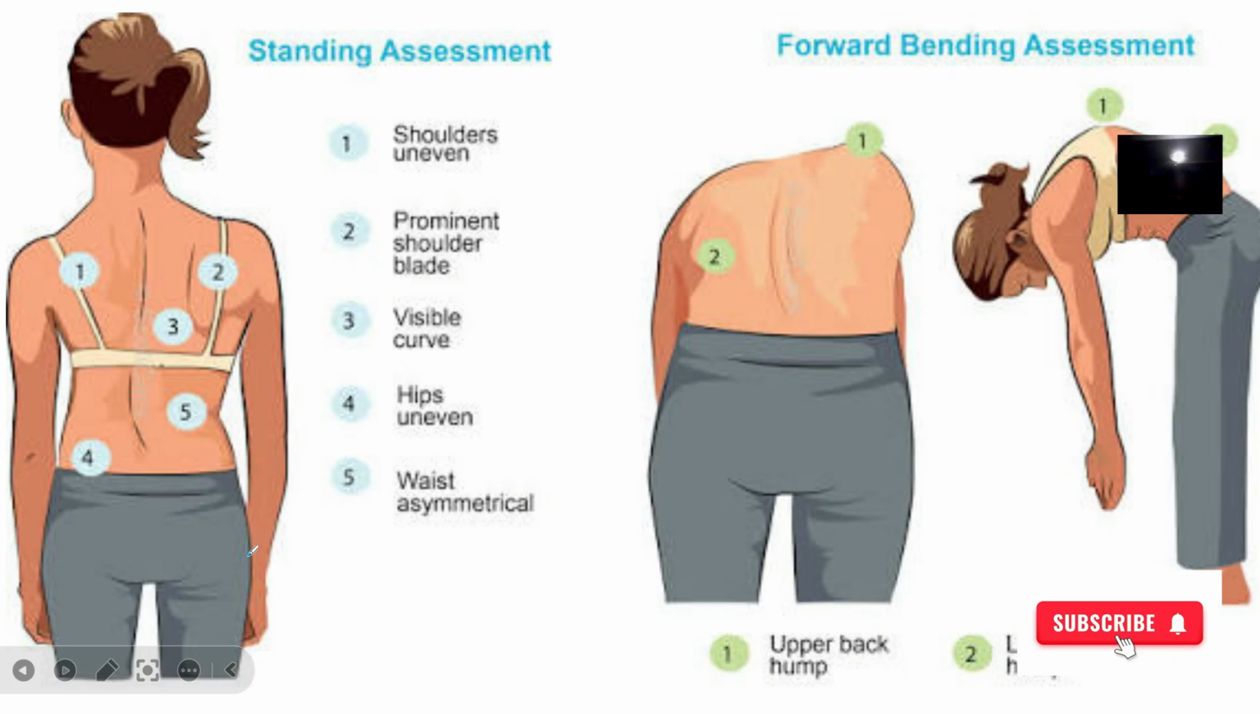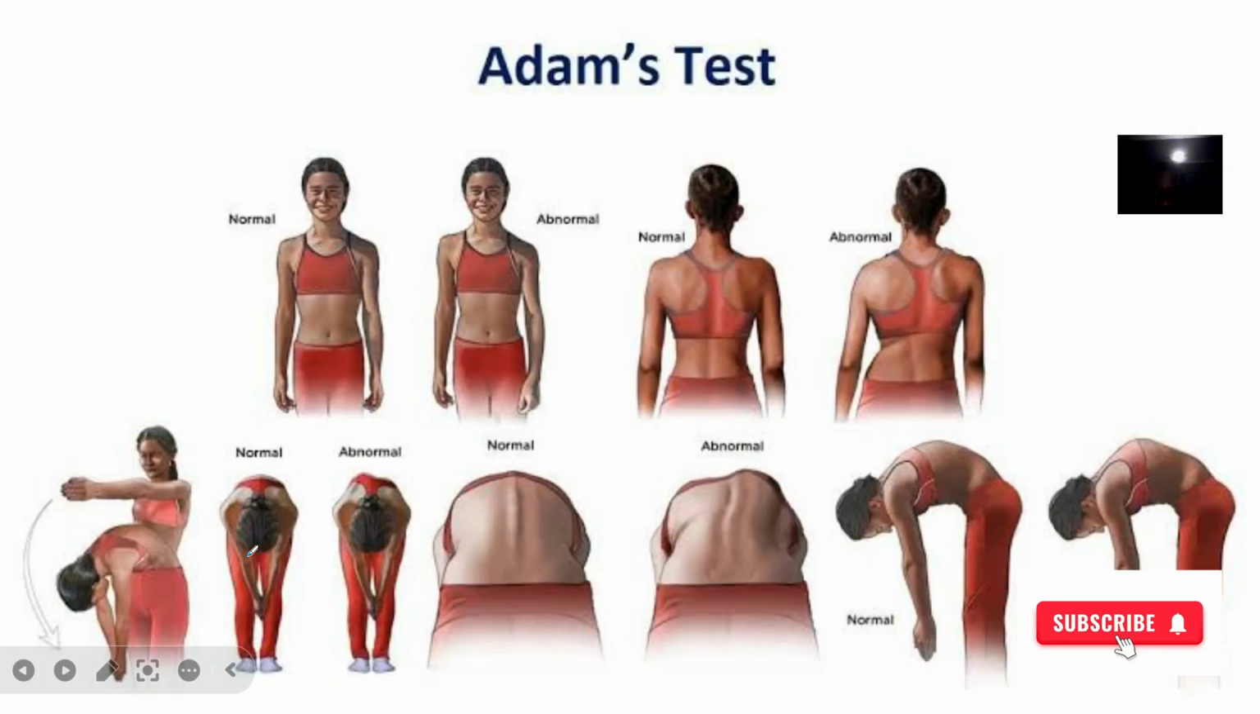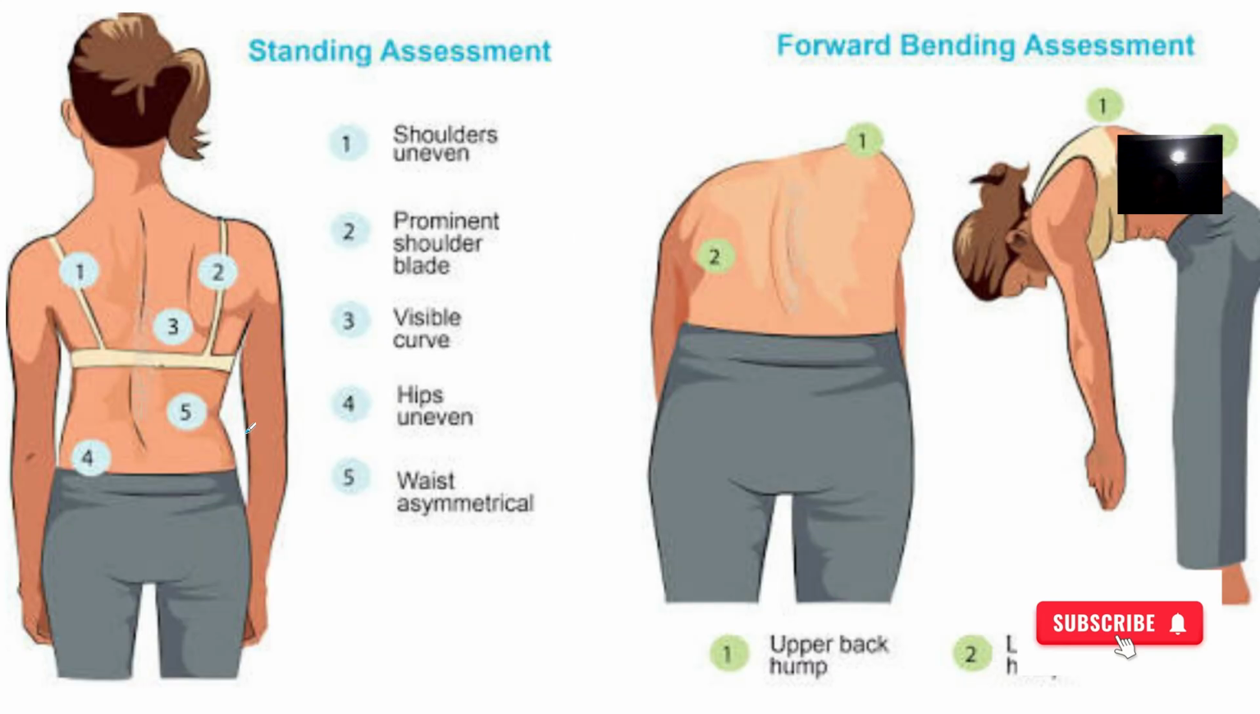Forward bending assessment, I think, is also known as the Adams something. Okay, Adams test, or you could say the Adams forward bending test. So clinical assessment of scoliosis is you are trying to look at the inequality of the two sides of the back. The condition will cause one side to be higher, one side will be lower.